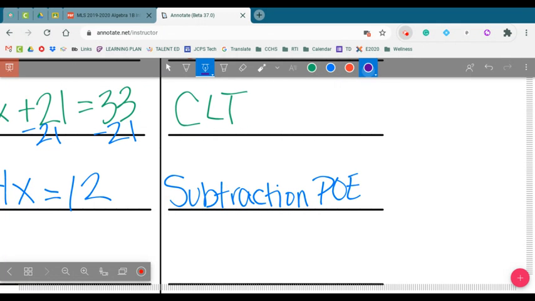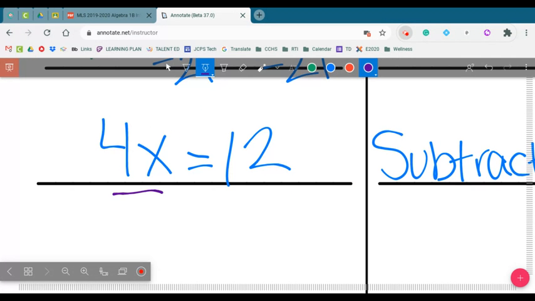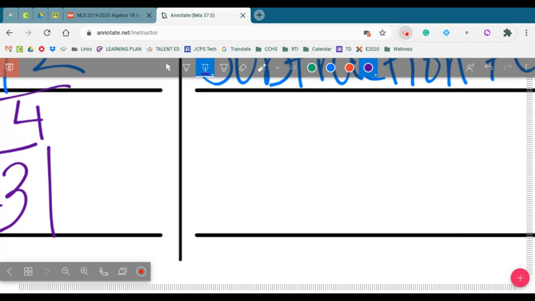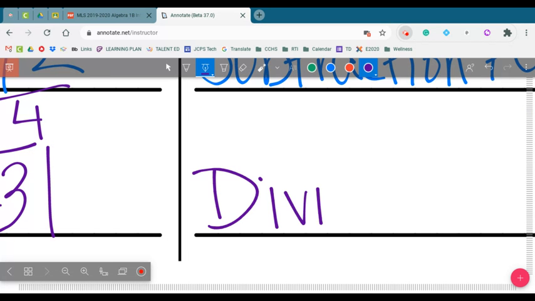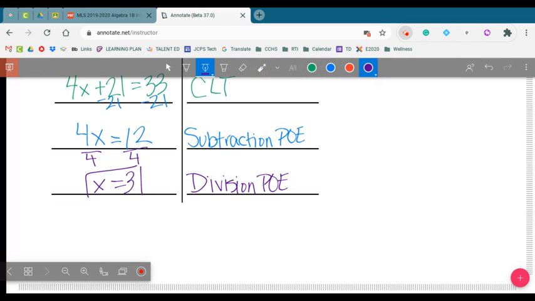And then my last step to get x by itself is I have to divide. 12 divided by 4 is going to give you 3. So that is division, POE.